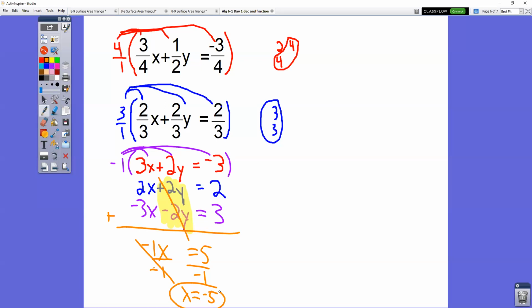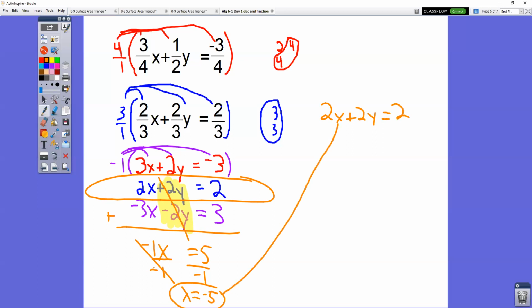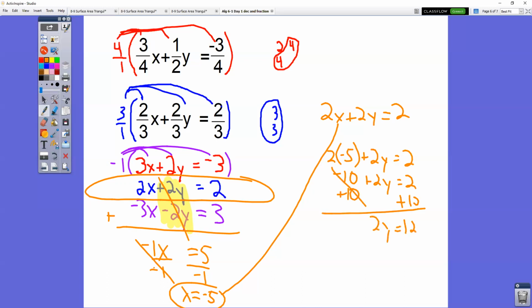I now am going to take it and sub it in. I actually like this equation to sub it into right here. That's probably the easiest looking equation to me. So I'm going to sub it into that one. 2x plus 2y equals 2. I'm going to take my -5 and sub it in for x. So 2 times -5 plus 2y equals 2. This would be -10 plus 2y equals 2, plus 10 plus 10. So 2y equals 12. Divide by 2, divide by 2. And we get y equals 6.